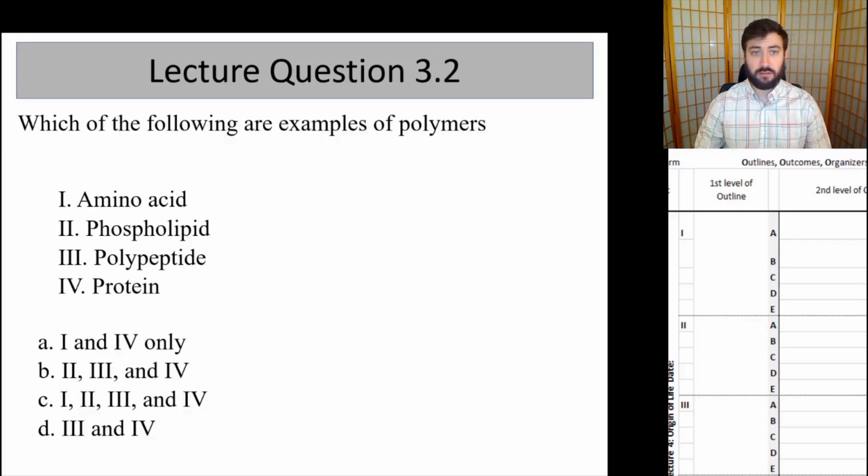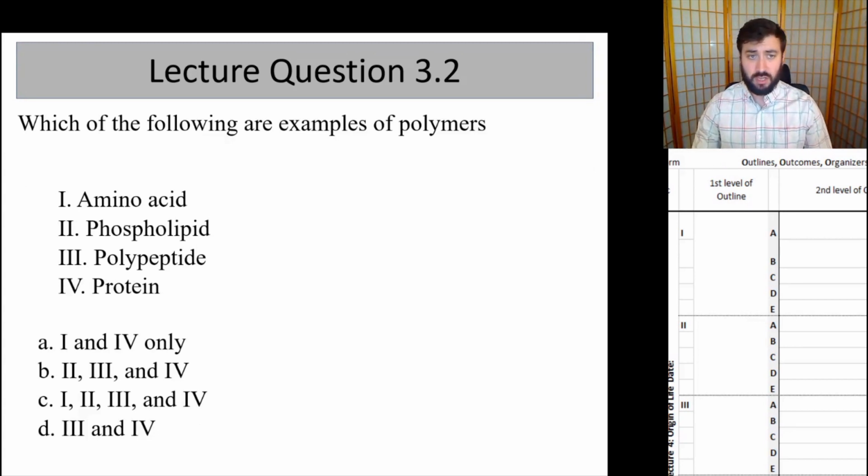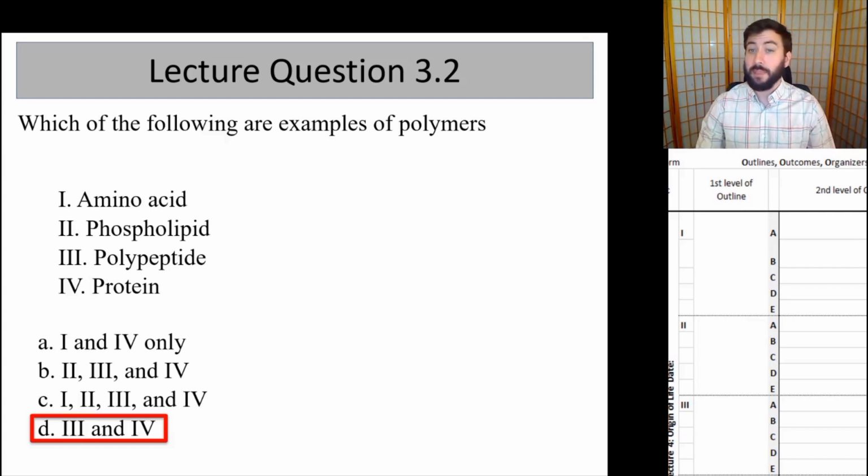Let's take a gander at the lecture question from last lecture segment, lecture question 3.2: which of the following are examples of polymers. Okay, so if you said D, you would be correct, and I'm not going to tell you why. You have to ask your neighbors or your friends or your grandmother, whoever you think knows the answer and can explain it. It's really important that if you know the answer, you can explain the answer, right? Wonderful.